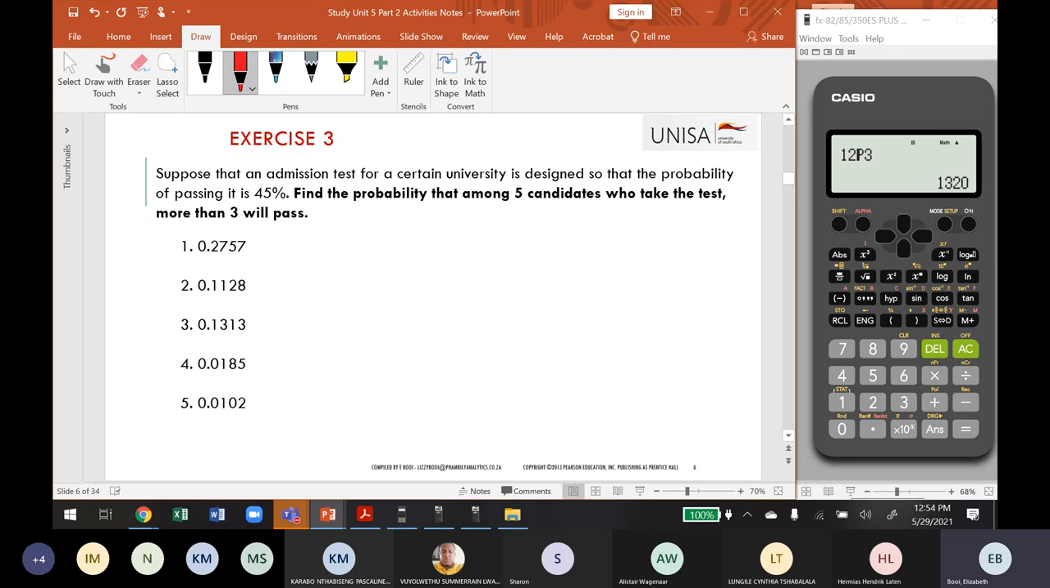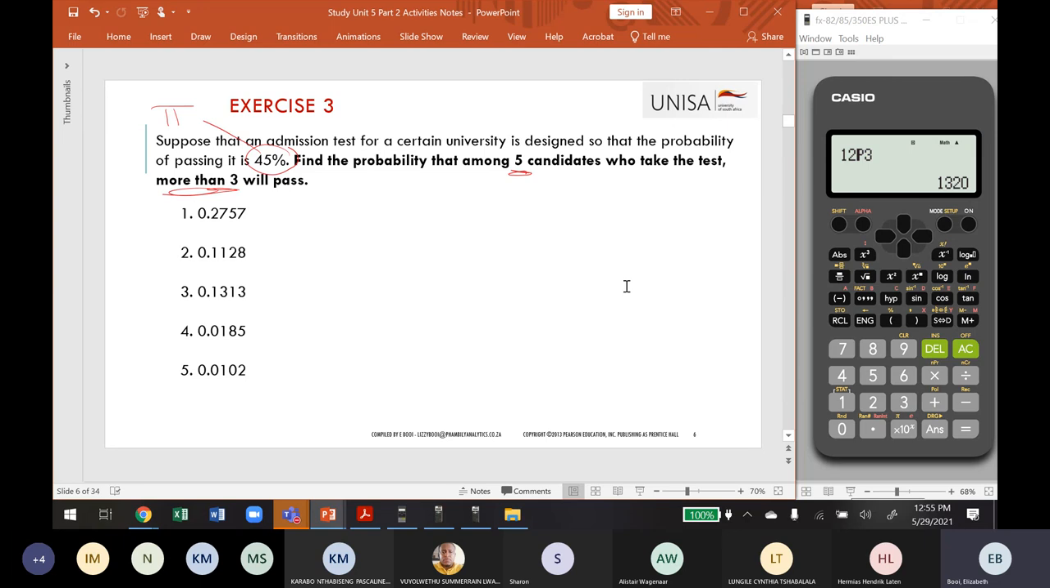How do I know that this is not a basic probability question? If you look at this, they're asking you to find the probability among five. It will not be a basic probability, because they give you your N, they give you the probability, and they're asking you to calculate the probability of pass. And since here they say the probability of passing, then you can assume that this is your probability of success. And then they're talking about binomial distribution. That is your probability of success, and your five is your N.